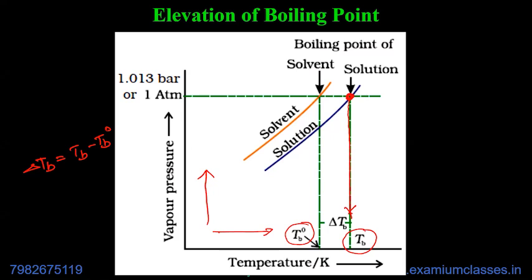So sometimes there will be these types of graphical questions. Graphs will be given. You will be asked which particular one represents the correct phenomenon of elevation in boiling point. So you need to remember solvent will be at the top, solution will be beneath that, and then it will satisfy the condition that 1 atm pressure will be reached, vapor pressure will be reached at higher temperature.